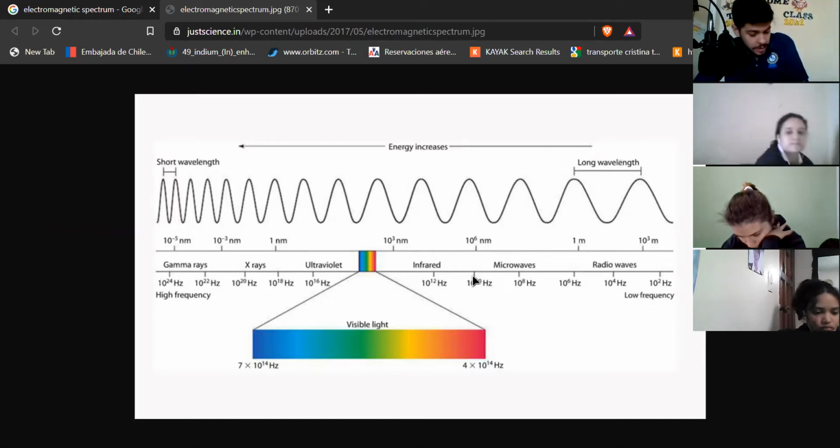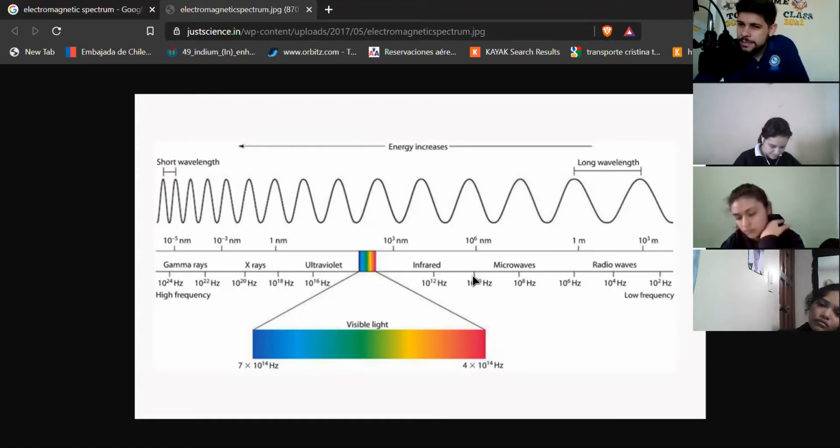Very good. So it mentions that light has those two properties, right? It can be described either as a particle or as a wave. And remember the characteristic of waves? Do waves carry matter or not? Or do they just carry energy?